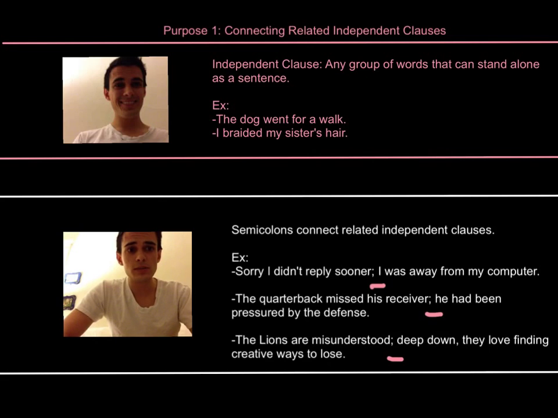In the second example, we see, the quarterback missed his receiver; he had been pressured by the defense. Again, we see a cause and effect. Why did the quarterback miss his receiver? He had been pressured by the defense. That was the reason. And finally, we have, the Lions are misunderstood; deep down, they love finding ways to lose. Again, two independent clauses that are connected. If we put a period in place of the semicolon, the sentence structure would be choppier. It would get shorter, and it would seem more juvenile. So the semicolon here connects these two independent clauses and shows that they're related to each other.